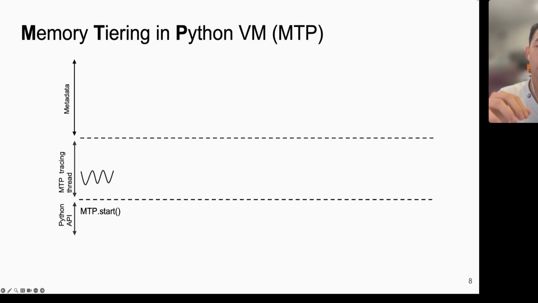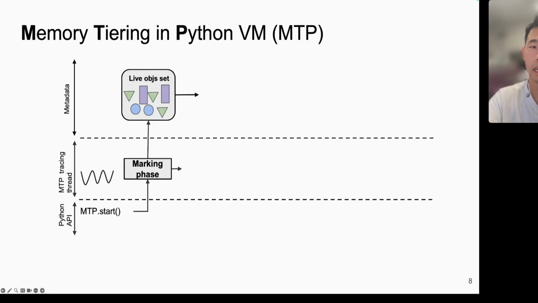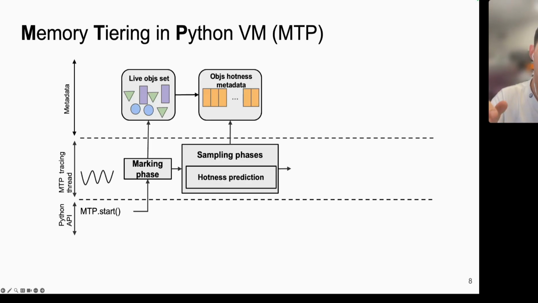With that, I'll present MTP. This is a C extension module built on top of the CPython interpreter. Once enabled, it runs as a background CPython thread. It first performs a marking phase to obtain all Python live objects. Then it enters several consecutive sampling phases to obtain Python object reference count changes. During the sampling, we periodically predict the sampled object hotness using our inference model.